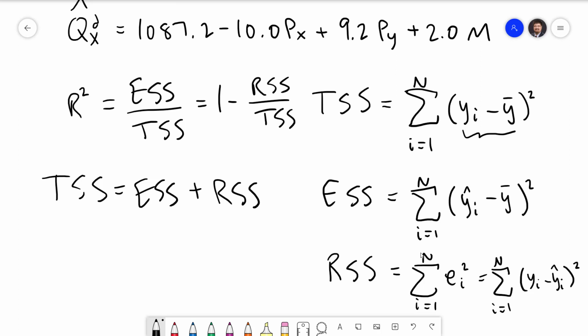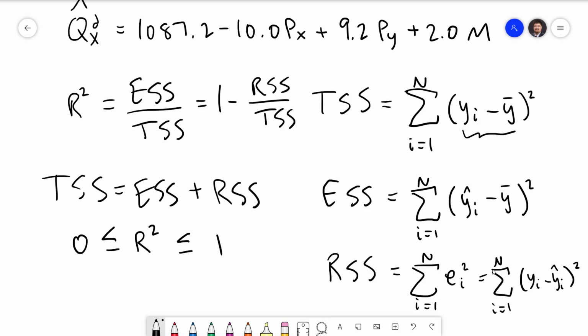If 100% of the variation in y can be explained by the regression, then ESS will equal TSS, RSS will be 0, and R squared will be 1. So 1 is the highest R squared that is possible. If the regression fails to describe any variation in y, then ESS is 0 and RSS is the entire TSS, and we'd have an R squared of 0, meaning that R squared must be between 0 and 1.